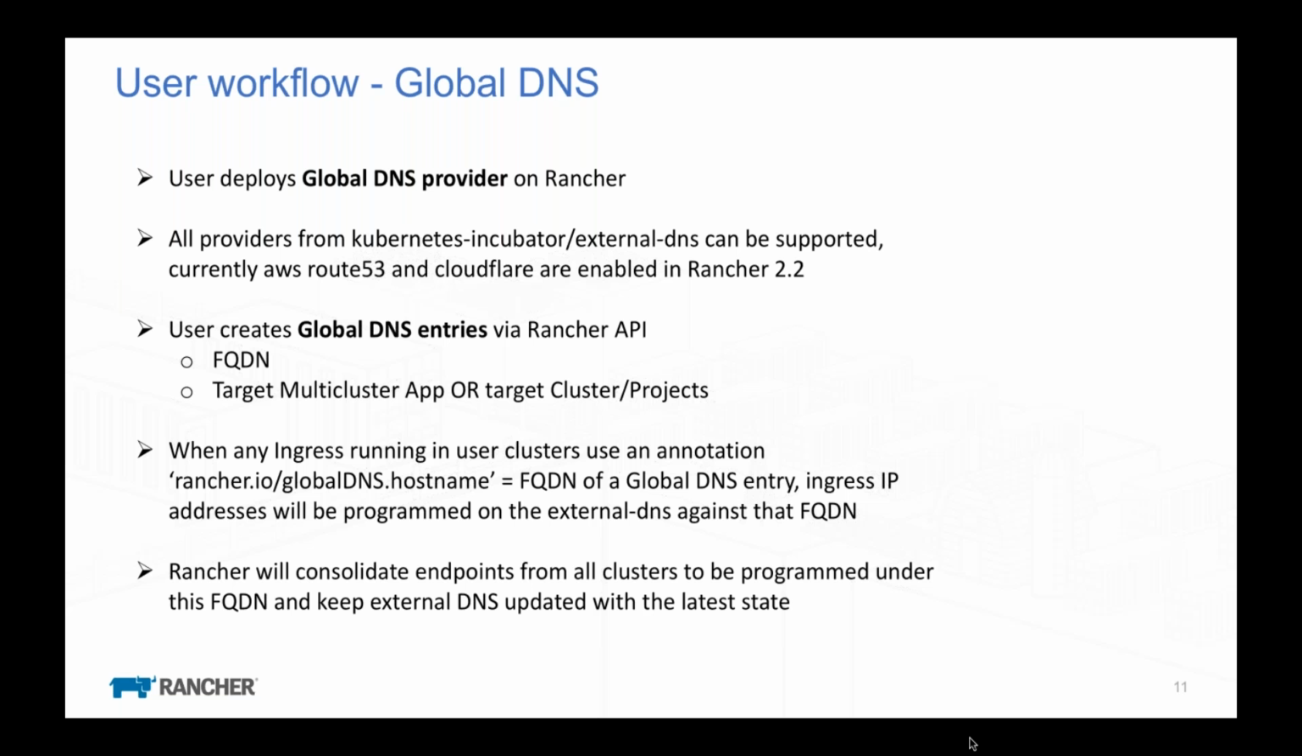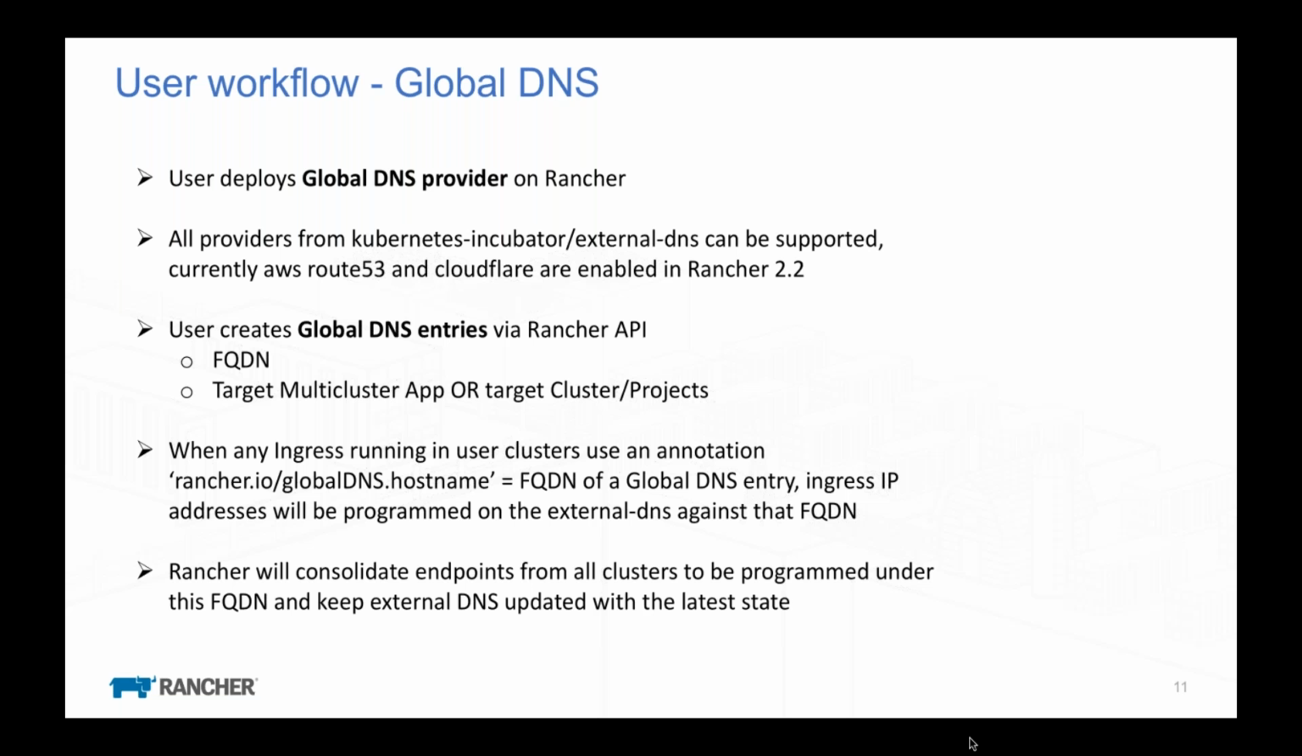In the global DNS feature workflow, the user has to deploy basically two entries. One is the global DNS provider and another is the global DNS record, the global DNS entry itself. When the user deploys the global DNS provider on Rancher, the user selects whether they want to deploy Route 53 or Cloudflare, and Rancher deploys that provider from the Kubernetes incubator external DNS repo. Currently Route 53 and Cloudflare are enabled in Rancher 2.2.